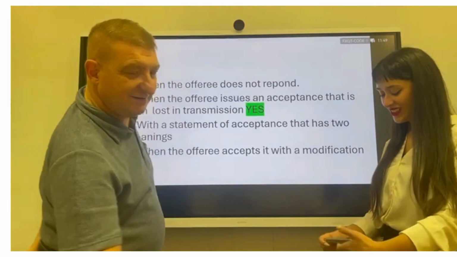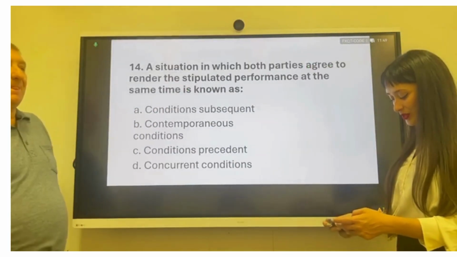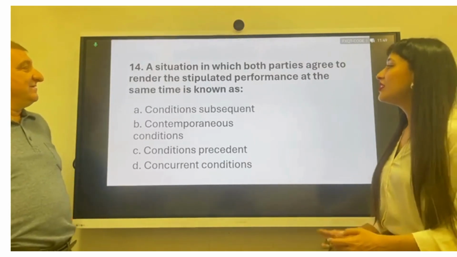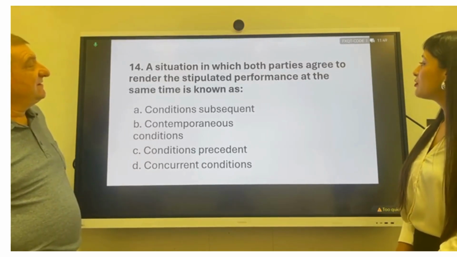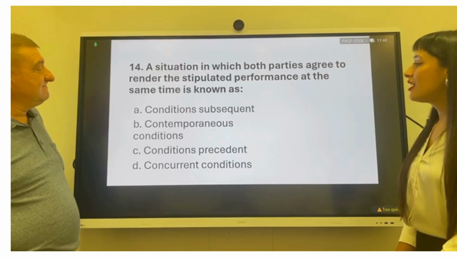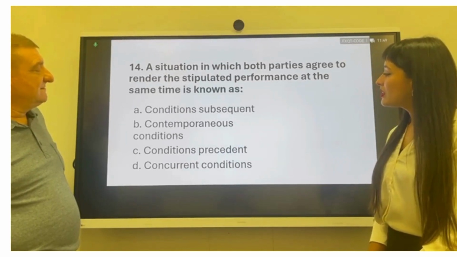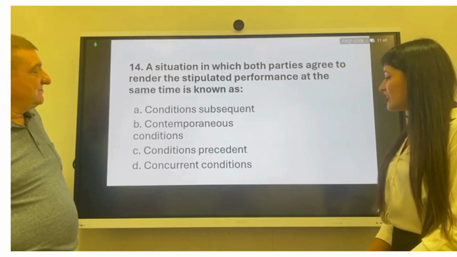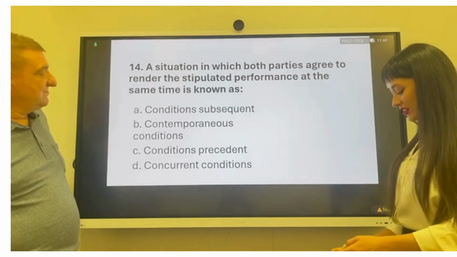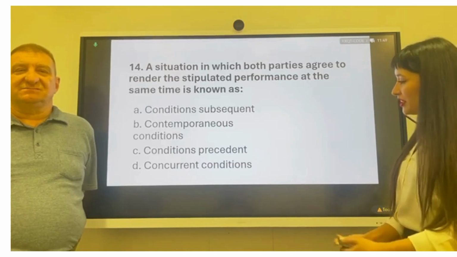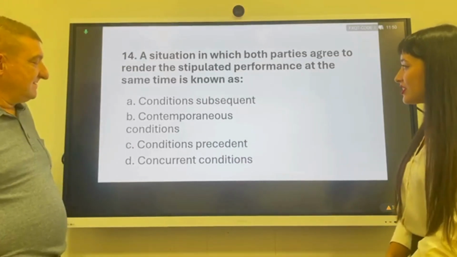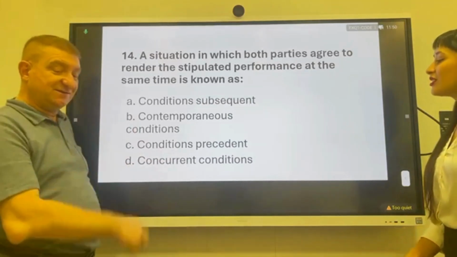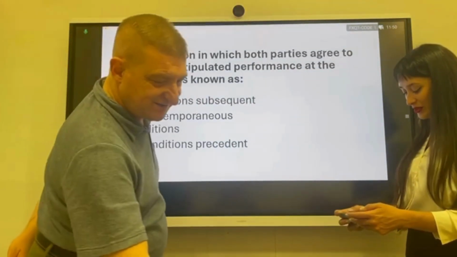How about number 14? Should I start? Yes. A situation in which both parties agree to render the stipulated performance at the same time is known as A. Condition subsequent, B. Contemporaneous condition, C. Conditions precedent, or D. Concurrent conditions. Well, I believe obviously the answer is letter D. Concurrent conditions.